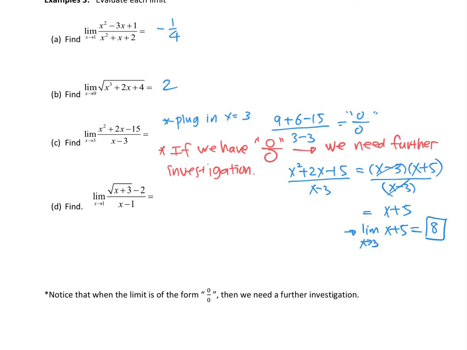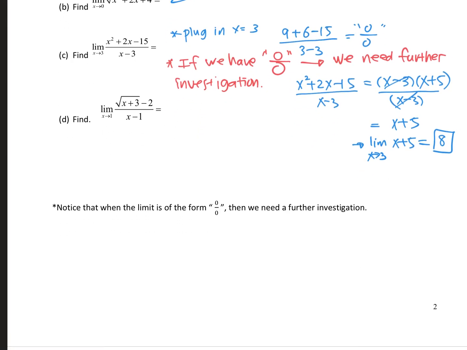So for this question, I want you to notice that I have a polynomial over a polynomial. I plugged it in. It happened to be 0 over 0, so I don't know what to do. I have to do some extra steps. A little trick is I'm going to try to factor. So x squared plus 2x minus 15, I factored into this. Oh, then I have nice cancellation, and then I have x plus 5. Now I can take the limit as x goes to 3 of x plus 5. Now I can just plug it in and get the answer 8, right? So this is one of the little tricks that I want you to use when you have the 0 over 0 case.